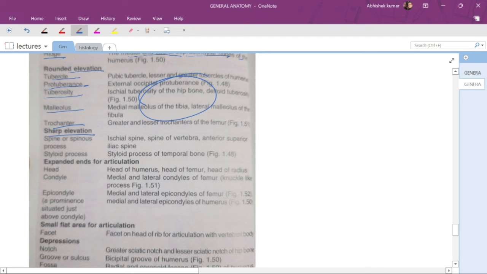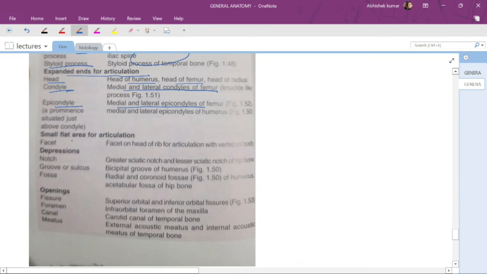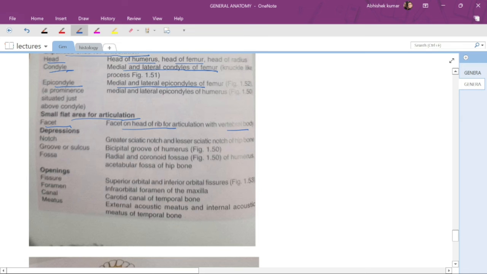Sharp elevations are there like spinous process, styloid process. Examples are there. Expanded end or articulation, like head of humerus, head of femur, condyle, medial and lateral condyle of femur, epicondyle, medial and lateral epicondyle of femur. A small flat area for articulation, like facet on head of rib for articulation with vertebra.